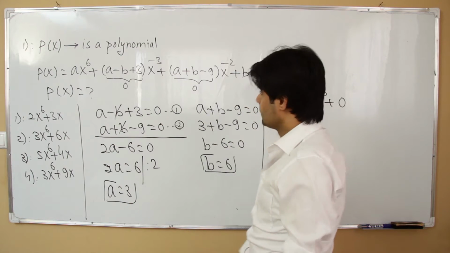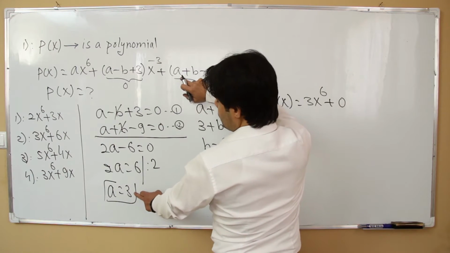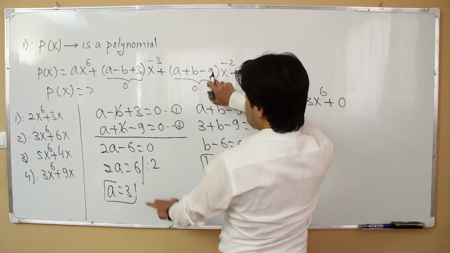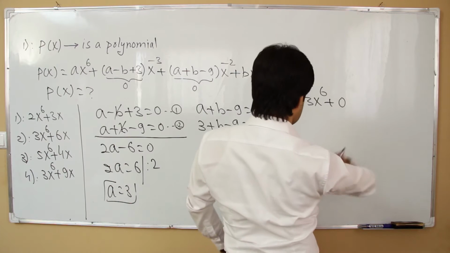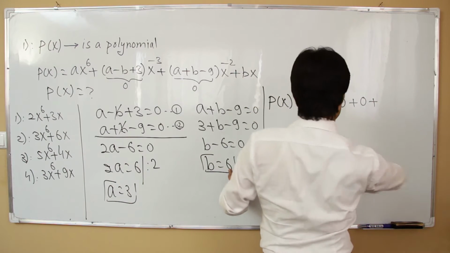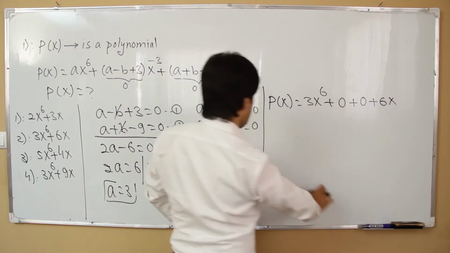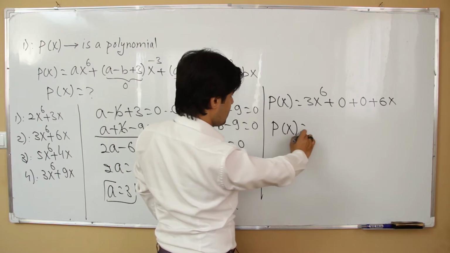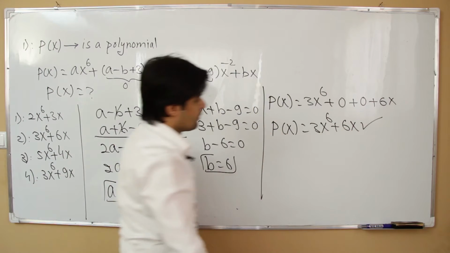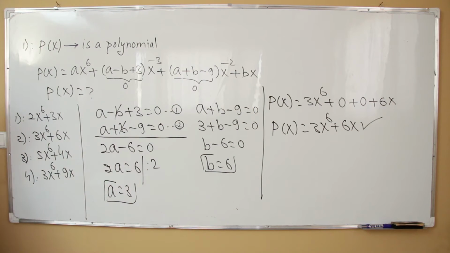Am I right? Yes. Instead of a you have to put 3, and instead of b you have to put 6. 3 plus 6 is 9. 9 minus 9 is 0. 0 times this one is again 0. Plus, instead of b you have to put 6x. Now P(x) is given as 3x to the power 6 plus 6x. Which answer is correct? Number 2.